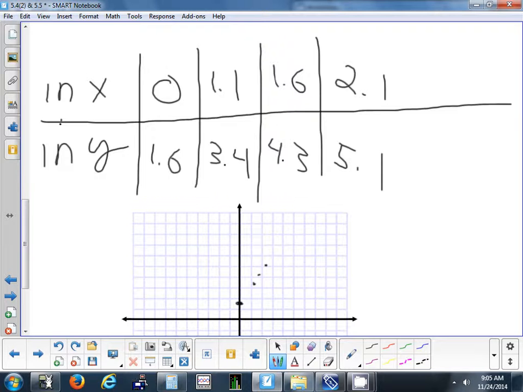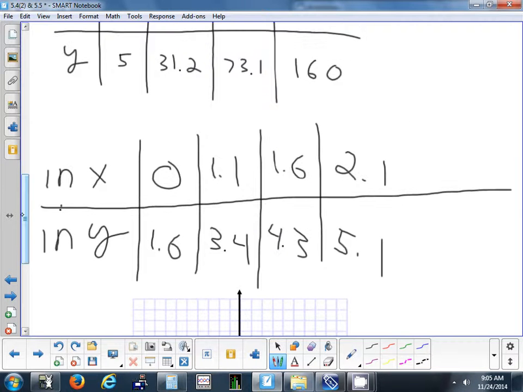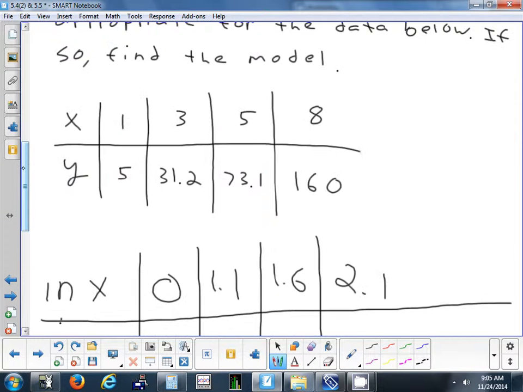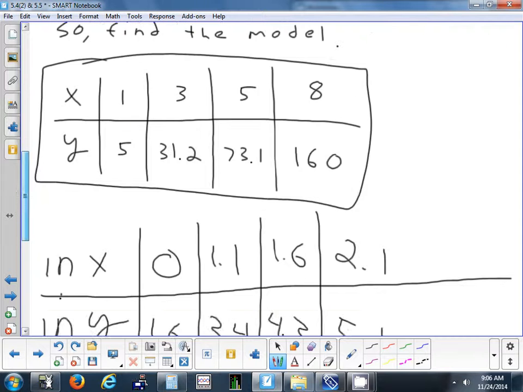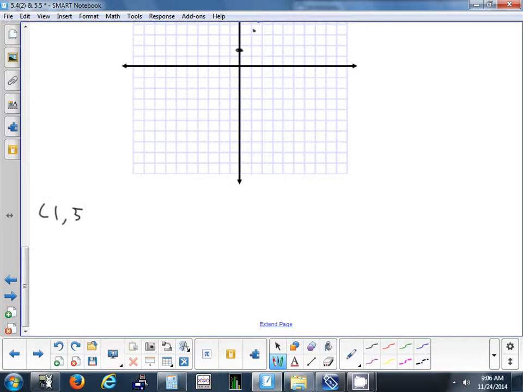Okay, now let's actually go through it. You no longer need this ln x, ln y table. You're done with it. We've already used it for what we needed. Now we need the original table. Just like when you're trying to find slope and y-intercept, you need 2 points. We're going to take 2 points from this table. Let's take 1, 5. Okay, we'll use that one. And 8, 160. Okay, and let's fill them into that equation we had on the other page.